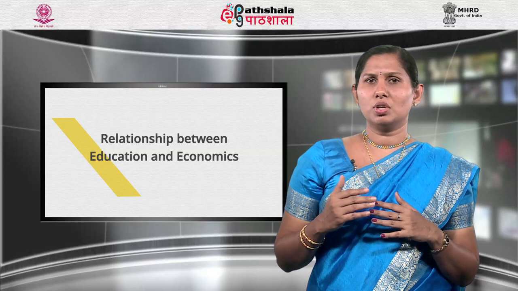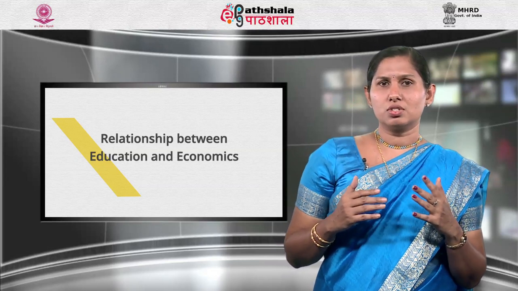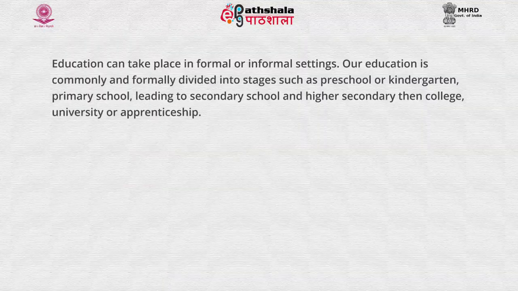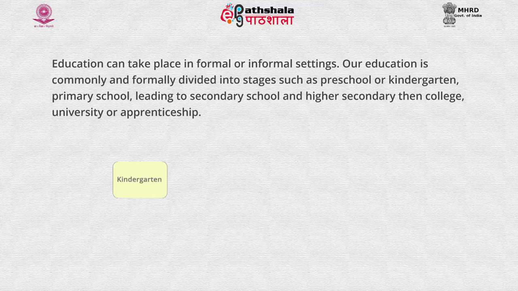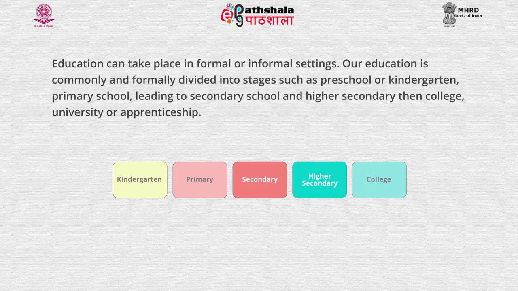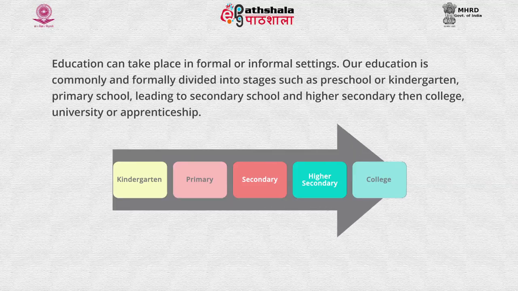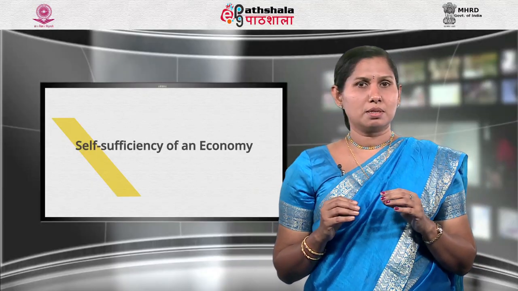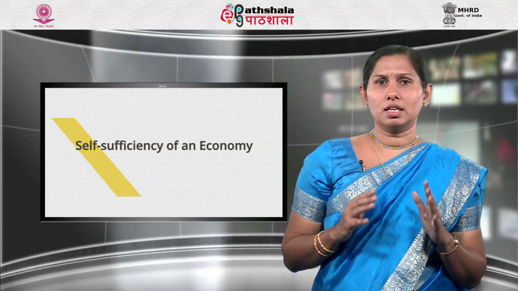How can we provide education? Education requires instruction of some sort from an individual or composed literature. Education can take place in formal or informal settings. Our education is commonly and formally divided into stages such as preschool or kindergarten, primary school, leading to secondary school and higher secondary school, and then college, university or apprenticeship. Self-sufficiency of an economy depends upon education. Hence, it is a prime variable for a particular country.